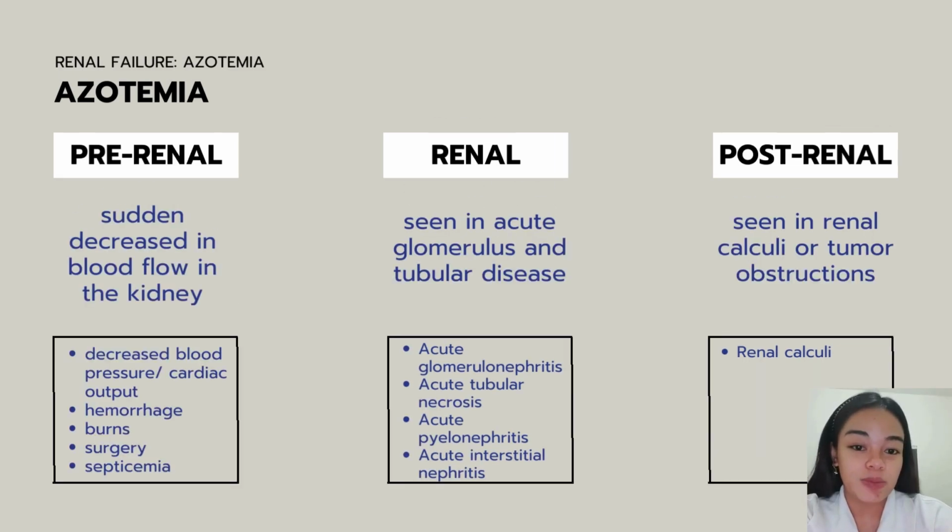Next is renal azotemia. This means that the problem lies within the kidneys. Examples are acute glomerulonephritis, acute tubular necrosis, acute pyelonephritis, and acute interstitial nephritis. Lastly is post-renal azotemia, wherein it is caused by ureter and bladder problems. Typically, the individual has some sort of blockage being diagnosed. An example of post-renal azotemia is renal calculi.